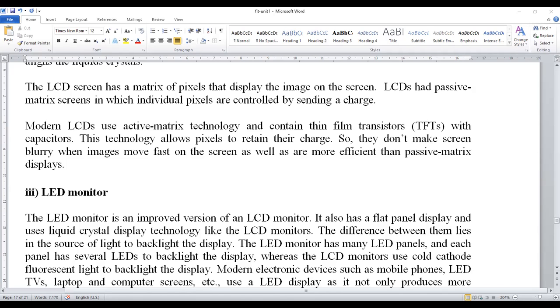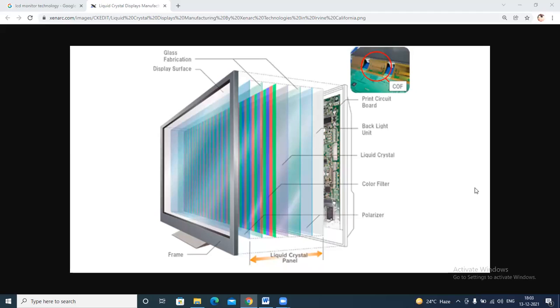So these are the LCD display, the liquid crystal panel. There are two surfaces, and between these surfaces there is liquid crystal. First surface, second surface, third surface. There is a printed circuit board, a backlight unit, and the liquid crystal.